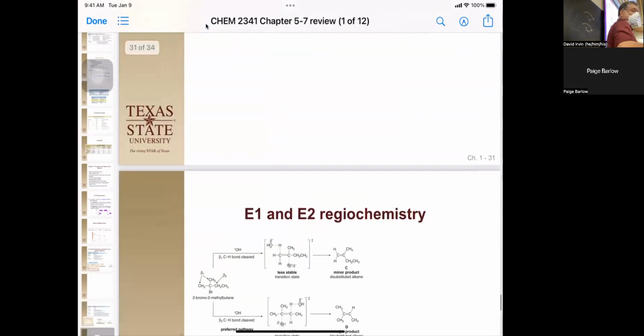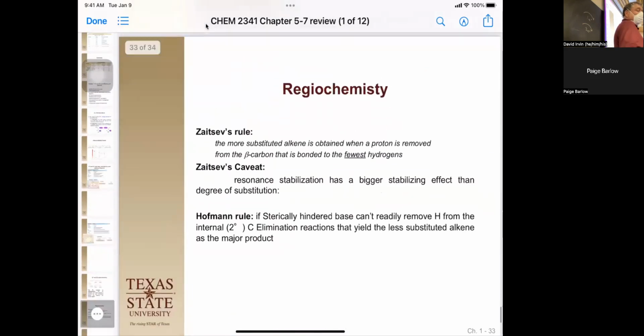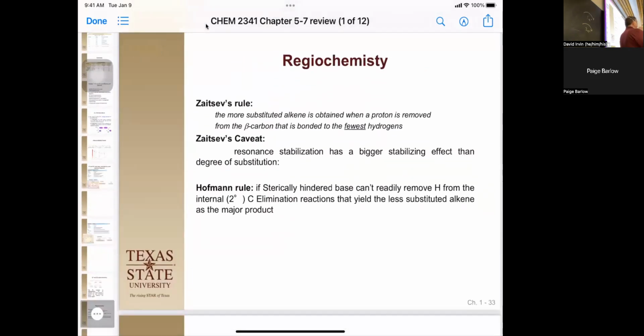Okay, and then regiochemistry. Both E1 and E2 have regiochemistry. When possible, you're going to try to form the more stable product, and we have names for those. Those are Zaitsev rule. If everything is okay, you're going to form the more stable isomer, the more substituted alkene.